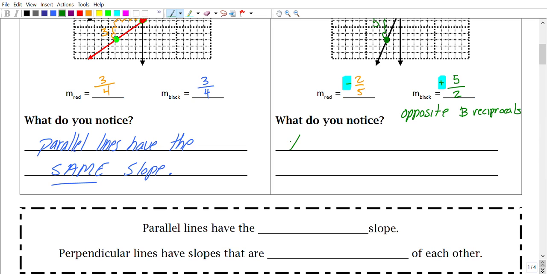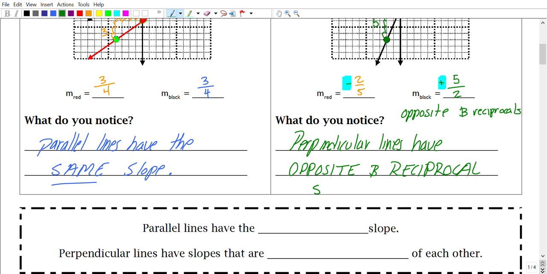We notice that perpendicular lines have opposite and reciprocal slopes.